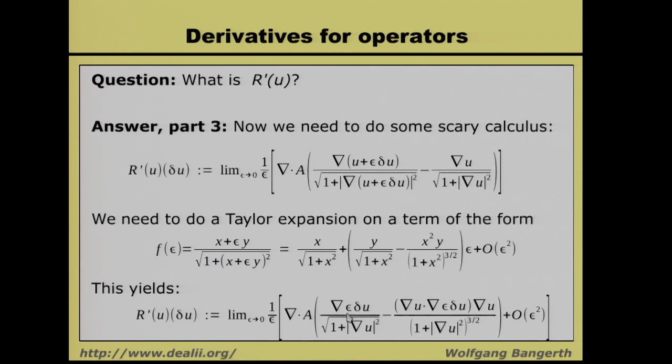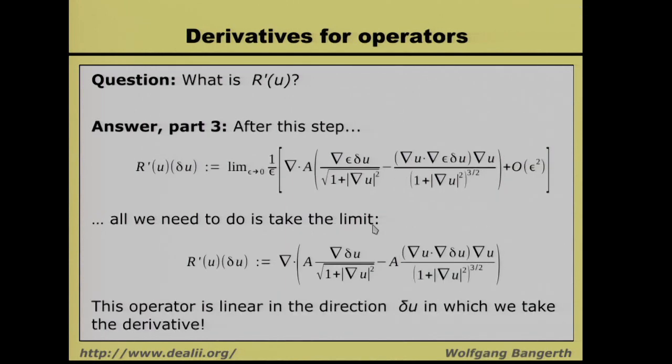So each term in the parentheses here is proportional to epsilon. If I divide this by epsilon, then the things in parentheses do not depend on epsilon, and O of epsilon squared divided by epsilon gives me an O of epsilon. So the next step is to take the limit epsilon going to 0, and that O of epsilon term disappears, and the only thing that remains is this here. So it's essentially just a Taylor expansion that we needed to do to understand what r prime of u in direction delta u is. It's a slightly more complicated expression, but that's really what comes out.